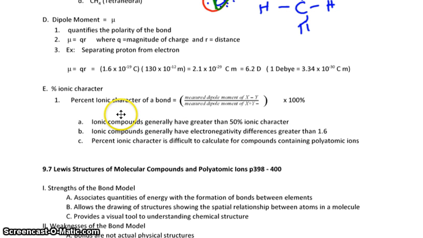The ionic character is a percent. You take the measured dipole moment of the X-Y bond and divide by the calculated dipole moment for the two full charges, times 100%. Again, never seen that on the AP exam. And I am done with 9.6.